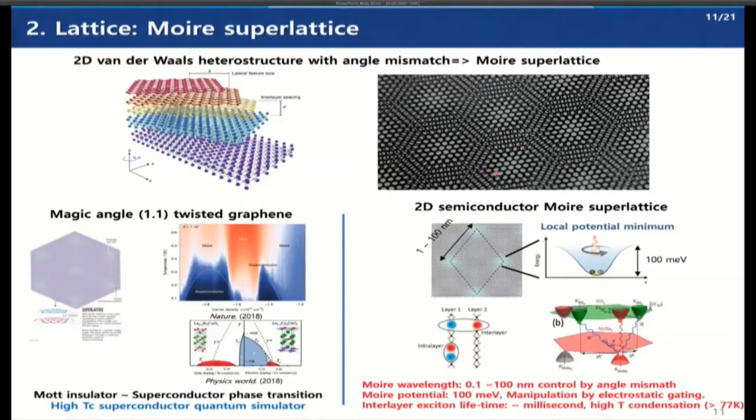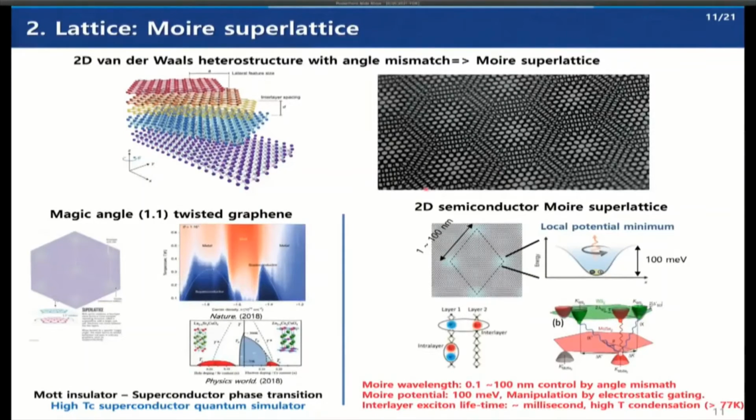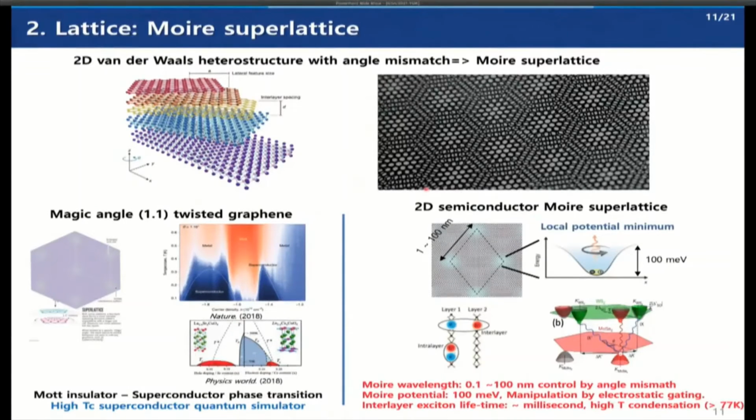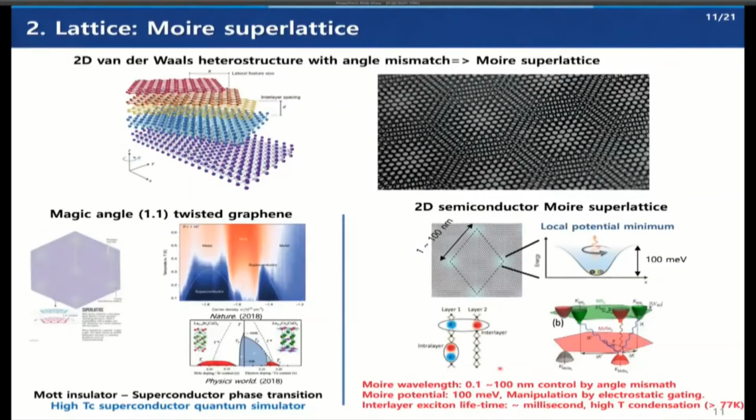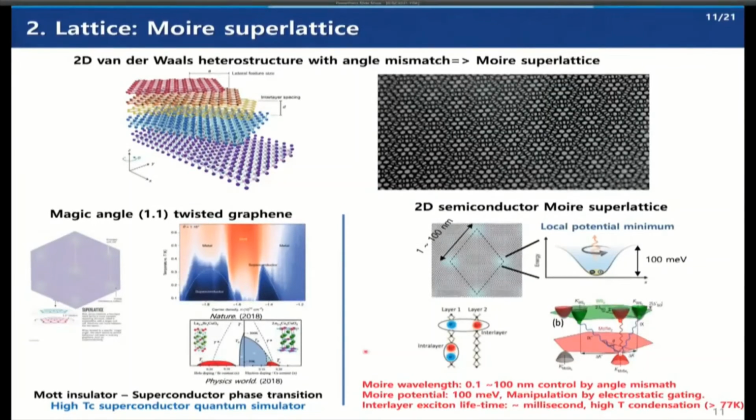This phase diagram is very similar to the high-Tc cuprate superconductor phase diagram. After this, people realized that this kind of Moire lattice could be a high-Tc superconductor quantum simulator using transport methods. So we use the same concept.